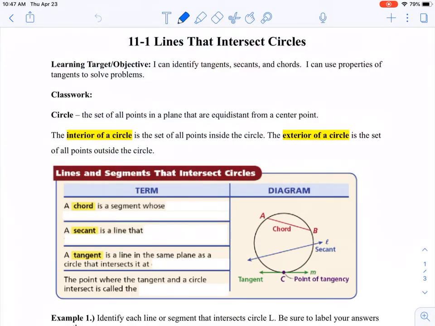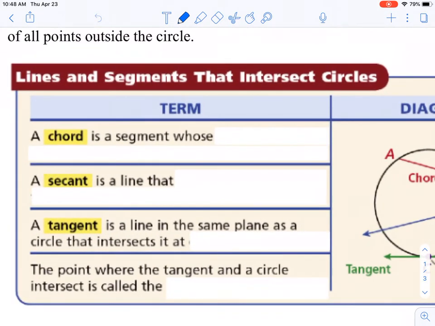So the first thing to look at is just a refresher on the definition of a circle. A circle is the set of all points in a plane that are equidistant from a center point. The interior of a circle is the set of all points that are inside the circle, and the exterior of the circle is the set of all points that are outside the circle. Okay? Coming to our first term that we're probably not familiar with is going to be a chord.